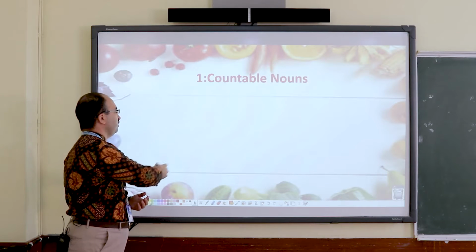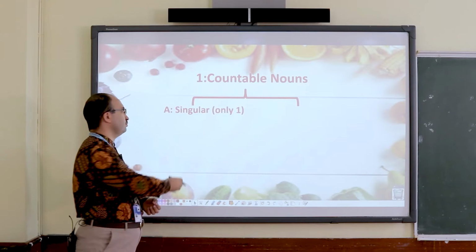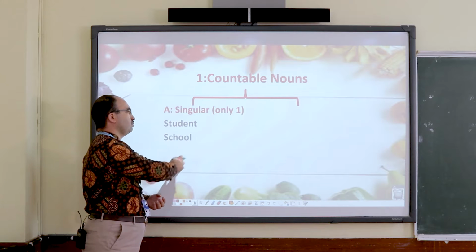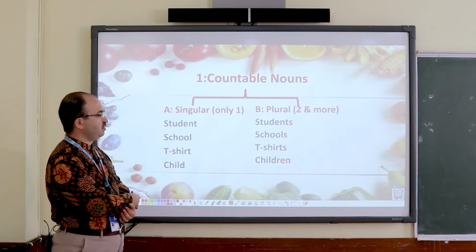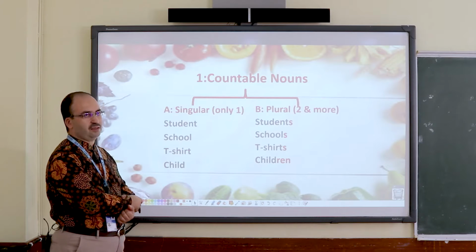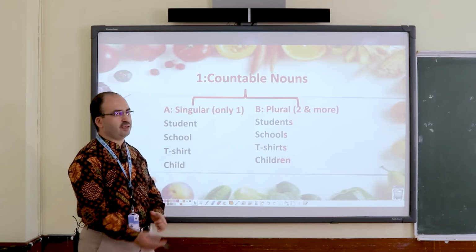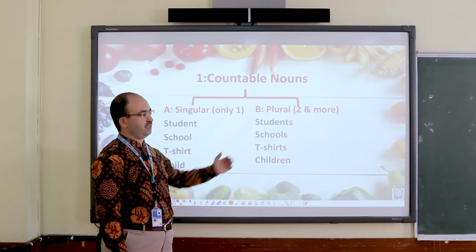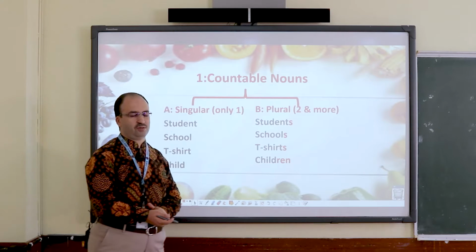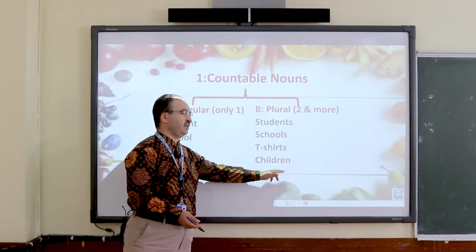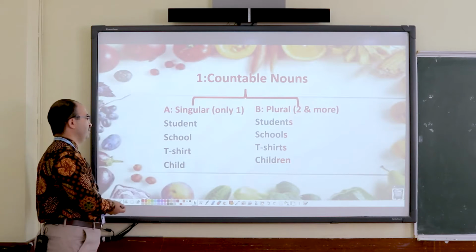Let's see the countable ones, how we separate again. Singular ones mean only one, like student, school, t-shirt, and child. And the plural ones are more than one, at least two or more. So students, when we put S there, it is more than one student. Schools, more than one school. T-shirts, more than one t-shirt. And children is an irregular plural, as we call it. Instead of using S, we have a different suffix. We will see it later. Children also means more than one child.